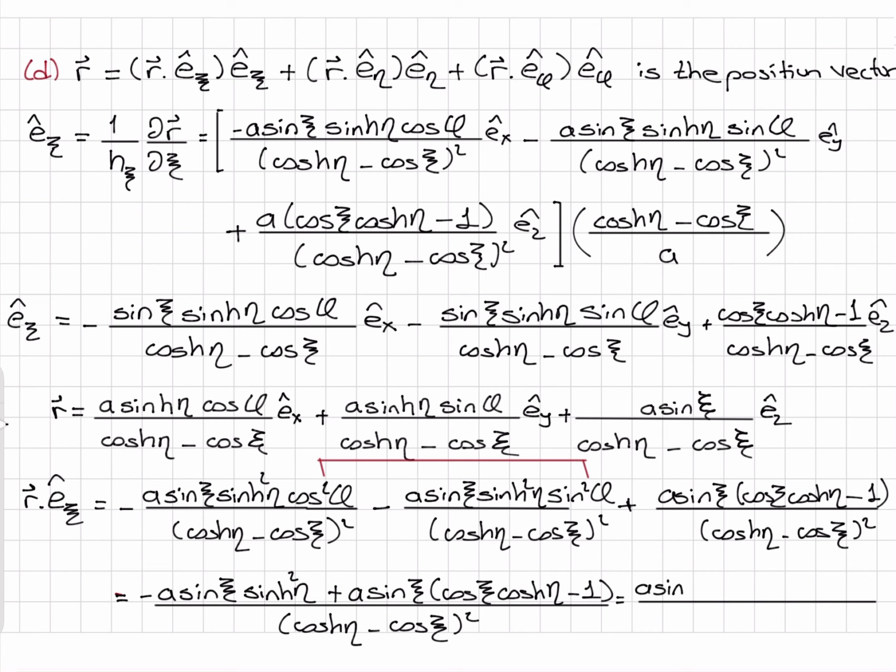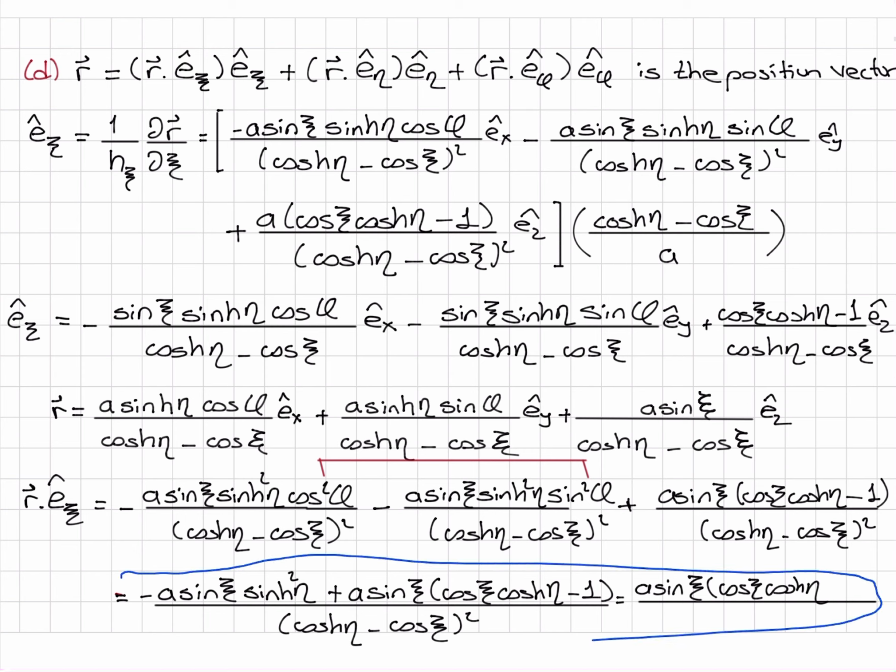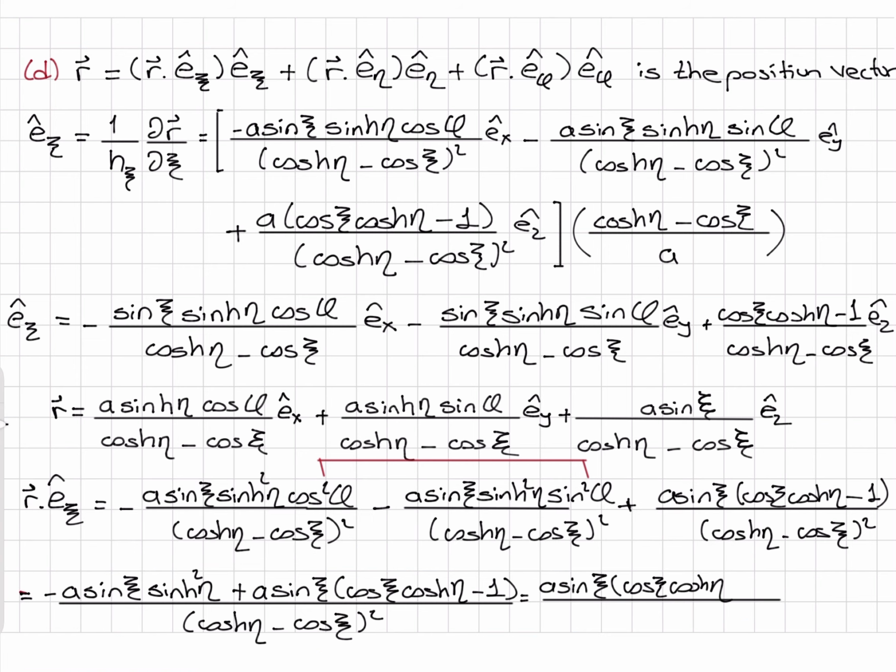Okay? And this I can write as A sine psi parentheses, cosine psi cosine hyperbolic eta, and then I have a minus 1 from this term and a minus sine hyperbolic eta squared, divided by cosine hyperbolic eta minus cosine psi parenthesis squared. All right.